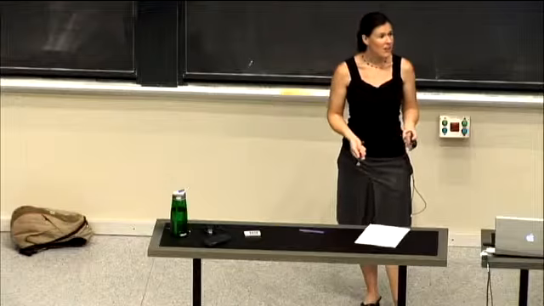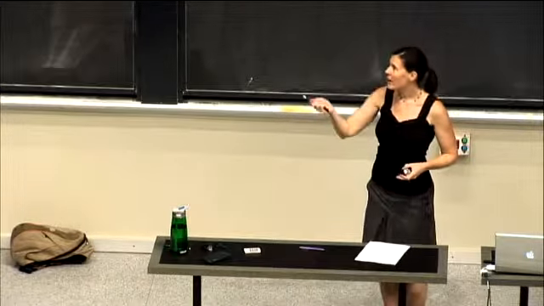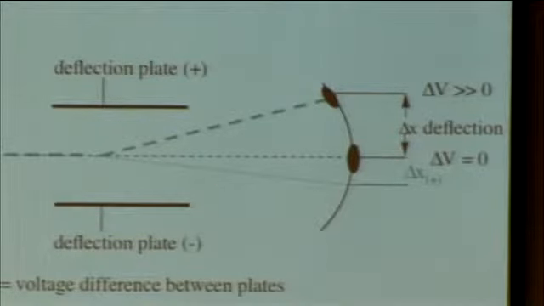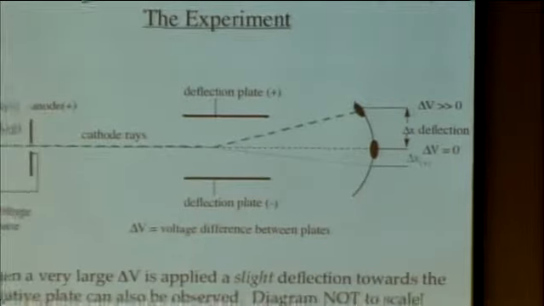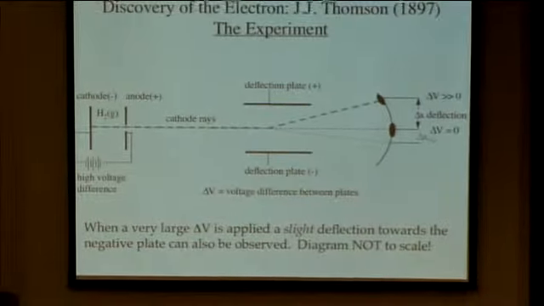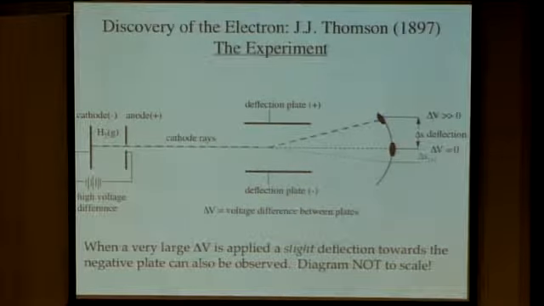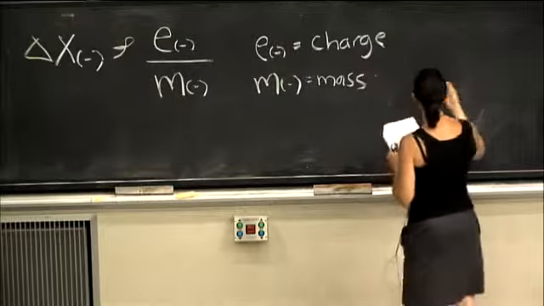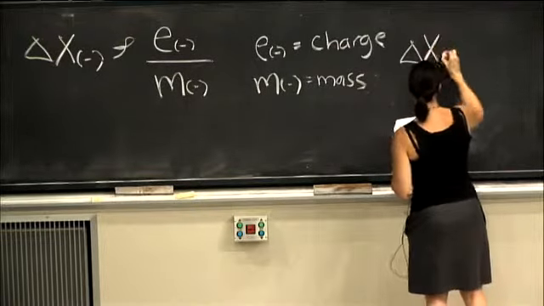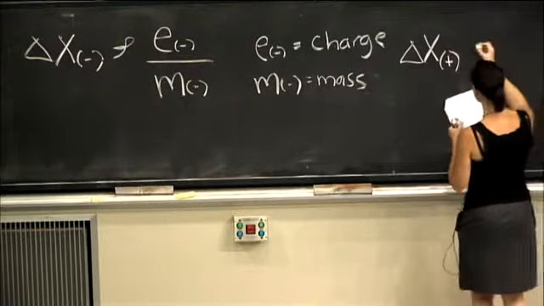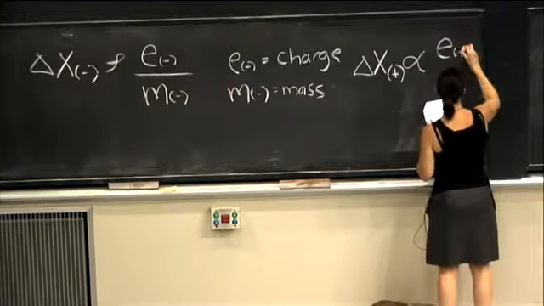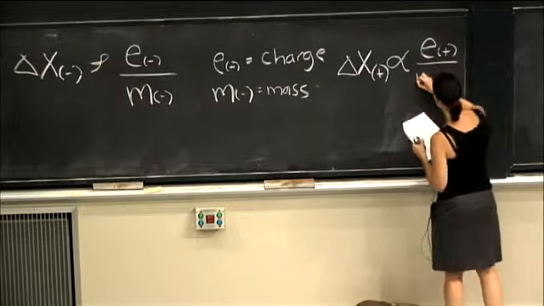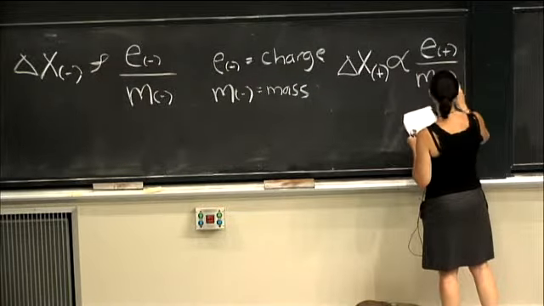But what he could tell from the fact that there was a second particle at all and the fact that it was in this direction is that in addition to his negative particle, he also, of course, had a positive particle that was within this stream of rays that were coming out. So, of course, he can use the same relationship for the positive particle. So delta x now of the positive is proportional to the charge on the positive particle all over the mass of the positive particle.